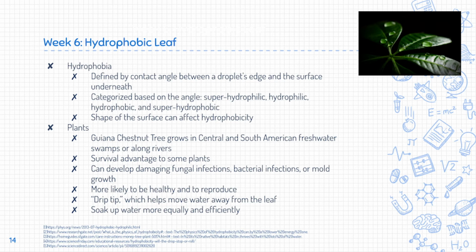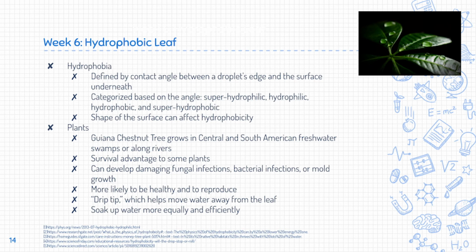Naturally, this tree grows in Central and South America in freshwater swamps or along rivers. As I researched, I found out that in certain climates, the ability to quickly shed water off its surface provides a survival advantage to some plants. Plants that live in moist environments can develop damaging fungal infections, bacterial infections, or mold growth due to the plant pathogen's love for moisture.